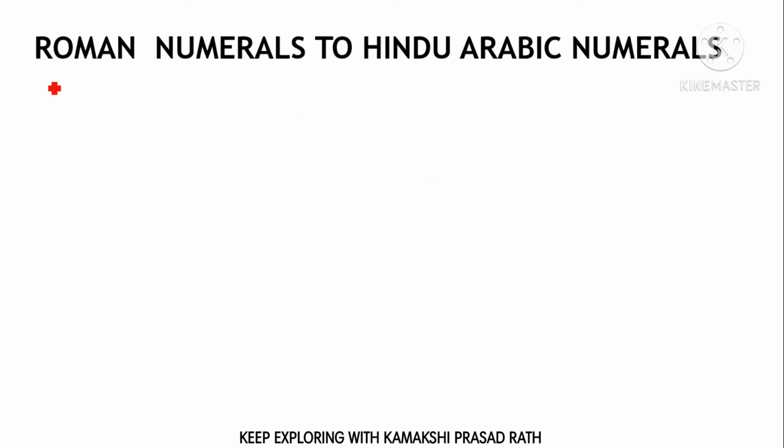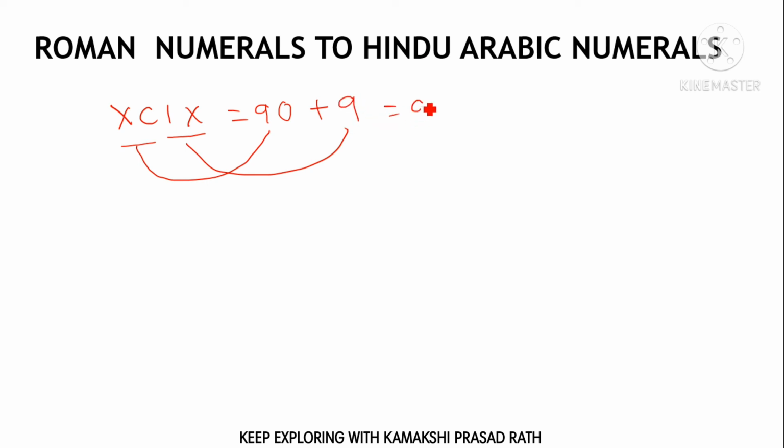For example, while converting from Roman numerals to Hindu-Arabic, suppose we have XCIX. We'll search for the small-big groups. Here we can see one small-big group, and here also one. XC means 90 plus IX means 9, so that becomes 99.